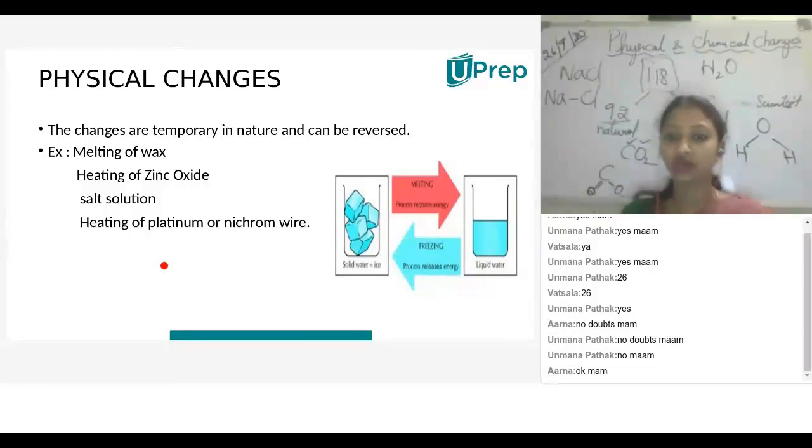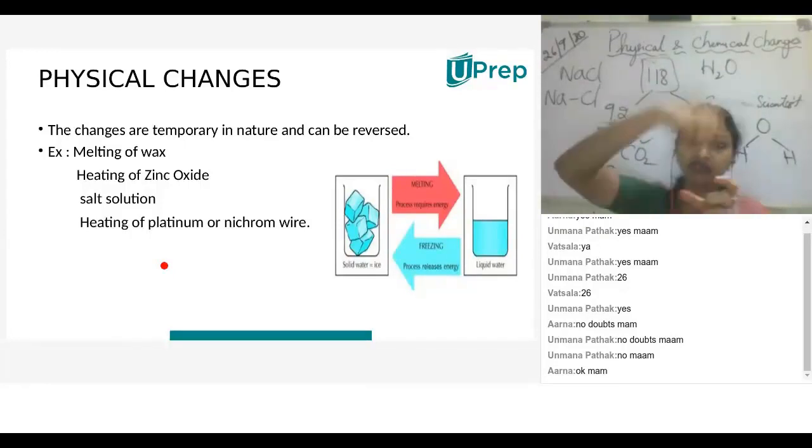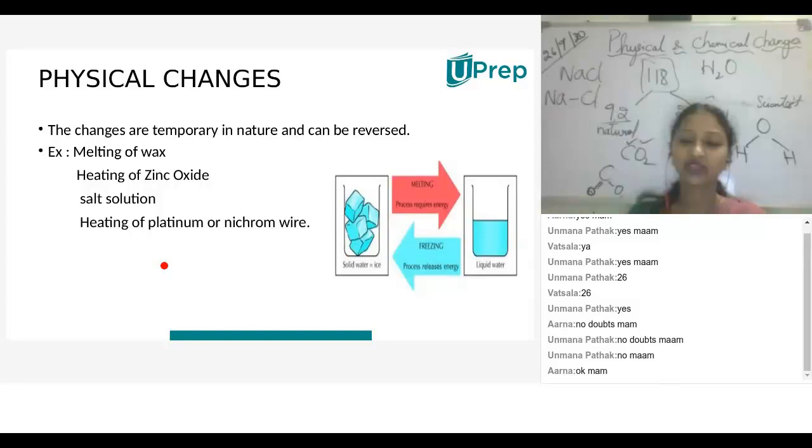Okay, salt solution. One thing is salt. Take a tumbler of water, add a few spoons of salt to it, and dissolve it with what? A glass rod, and leave it aside. Then the solution is nothing but a salt solution.